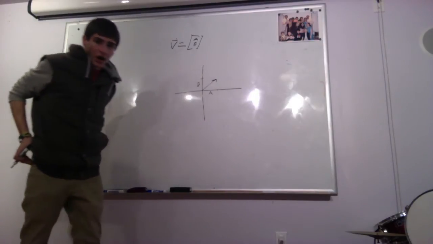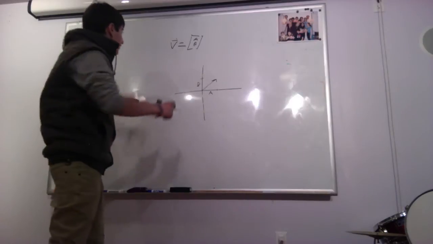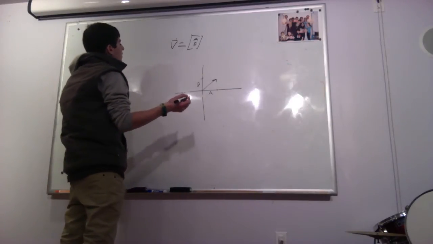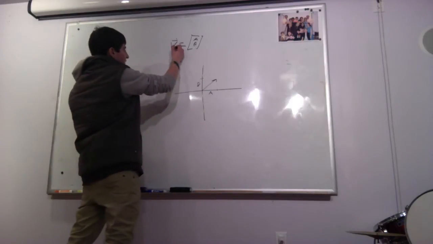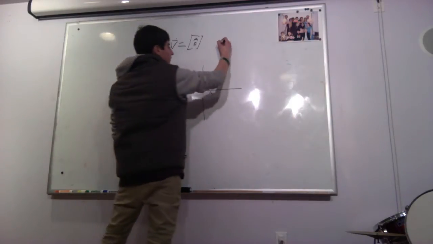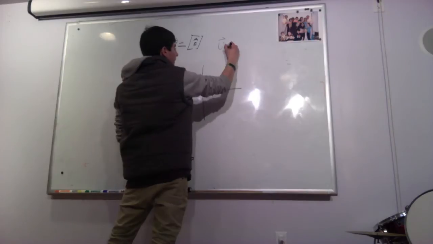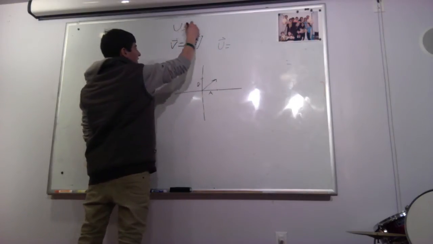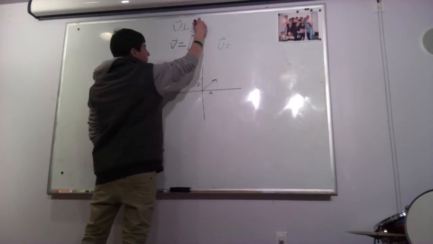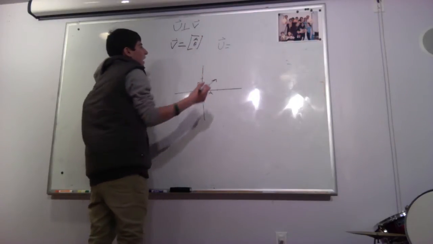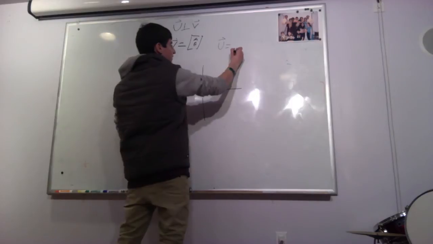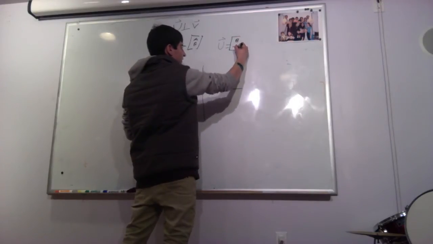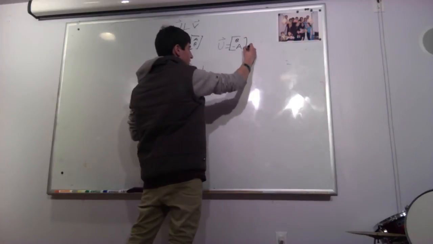Now, the vector that's perpendicular to this, I'll say vector u. u is perpendicular to v, okay? And vector u is equal to (-b, a). So how do we get that?